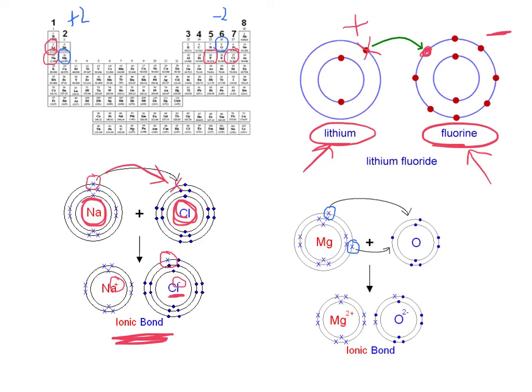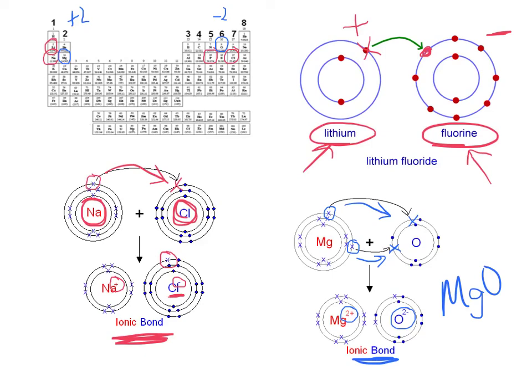And oxygen says, I need 2 electrons. I have 6 in my outer shell, I want 2 more. So oxygen takes those 2 electrons to fill its outer shell with 8. And when it does so, it becomes a negatively 2 charged ion. Magnesium loses 2 electrons when it transferred them over, and so it becomes a positively +2 ion, and then they bond together to form magnesium oxide.